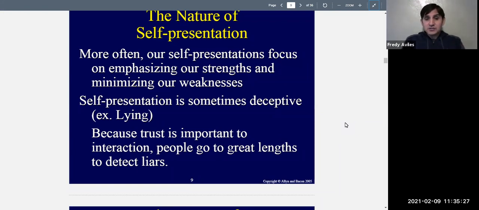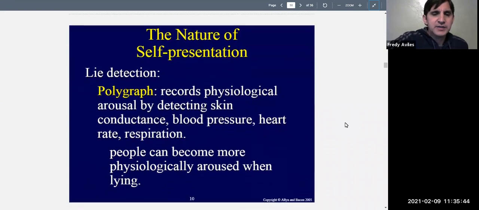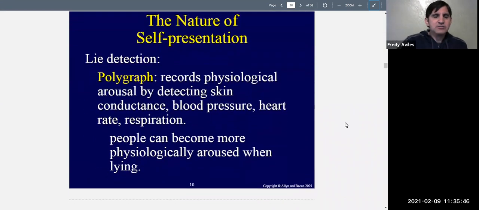So because trust is important, people go to great lengths to detect liars, okay? We want to spot the liars. We want to see them, right? So we can avoid them, right? And there are certain things that give away when somebody is lying, okay? And so lie detection becomes something that's important. Now, something that's used sometimes by law enforcement or other people, you know, just for fun or in talk shows and things like that, is something called the polygraph.